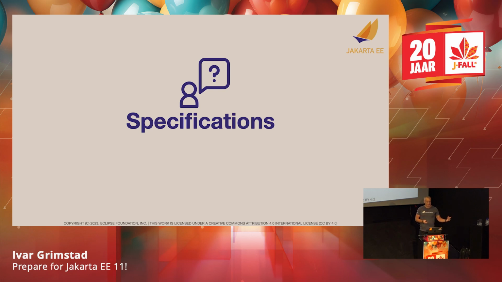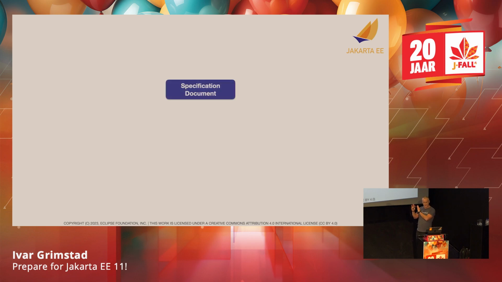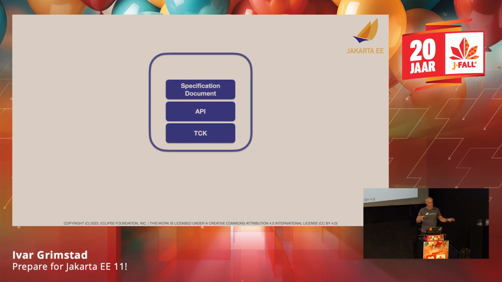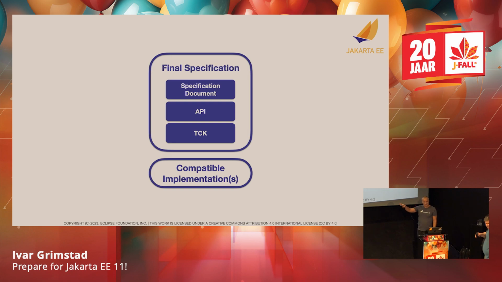Jakarta EE is all about specifications. We have a specification document, some PDF or HTML document somewhere that defines the technology. We have an API that you can get from Maven Central, which is the interface you as a developer would be using. And we have the Test Compatibility Kit, or the TCK, that will test if an implementation fulfills the requirements of the specification. If it fulfills the requirements and passes the TCK, it is a compatible implementation of that specification. And we need at least one open source implementation to ratify a final specification. This is what we're working with.